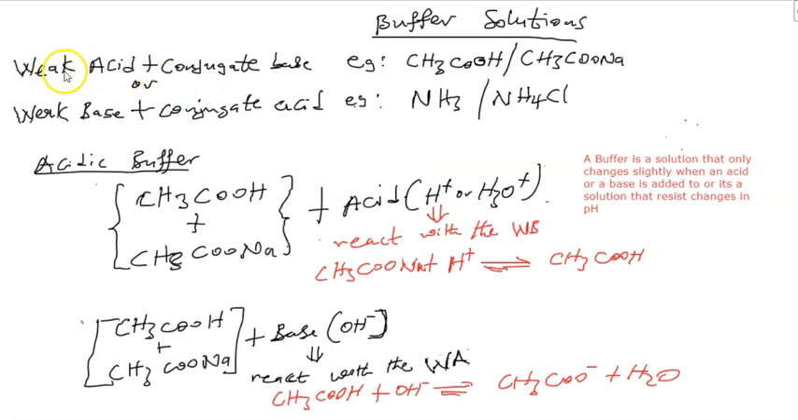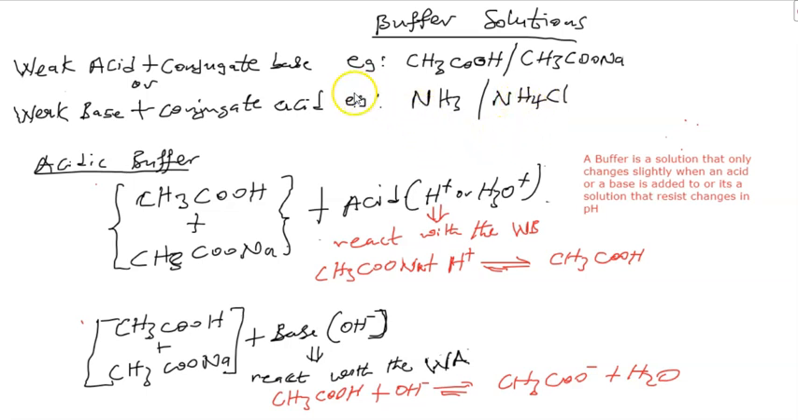We can have an acidic buffer, which is made of a weak acid and its conjugate base. And we can also have a basic buffer, which consists of a weak base and its conjugate acid. The most common example of an acidic buffer is ethanoic acid and its conjugate base, sodium ethanoate. And another common example of an alkaline buffer is ammonia and its conjugate acid, ammonium chloride.